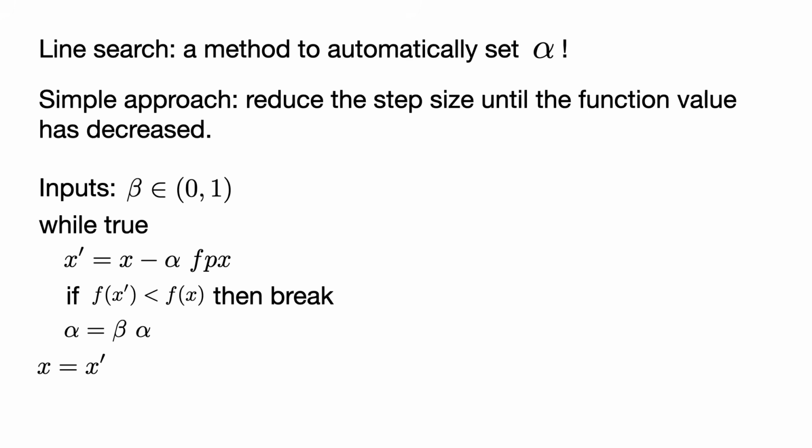So we set x equal to our candidate point once we broke out of this line search loop. And then we can grow alpha if we want to. We set alpha equal to alpha divided by beta. This last step is optional.